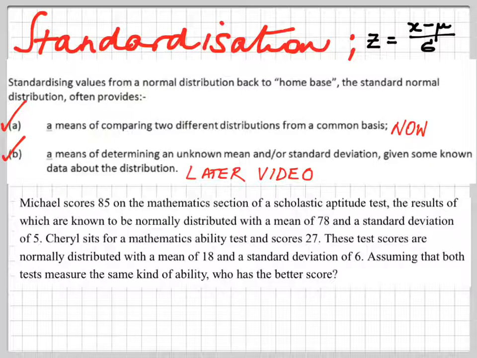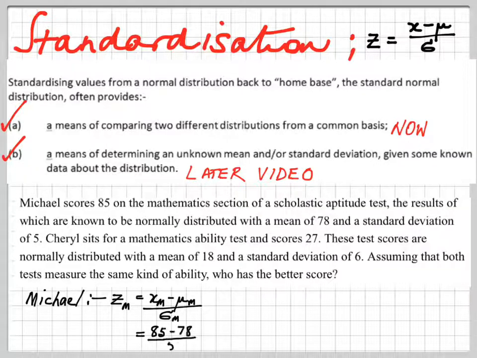Well, you see, it's impossible to work that out with the information that you've got there unless you bring them back to a common basis. Yes? So let's Z them. Come on, Michael, we're going to Z you. That's his Z, and we'll put the numbers in now. 85, which is his score, minus 78, which was the mean, over 5, the standard deviation. What do we get? 7 over 5, okay, 1.4 for Michael. Well done, Michael, that's a pretty good score.